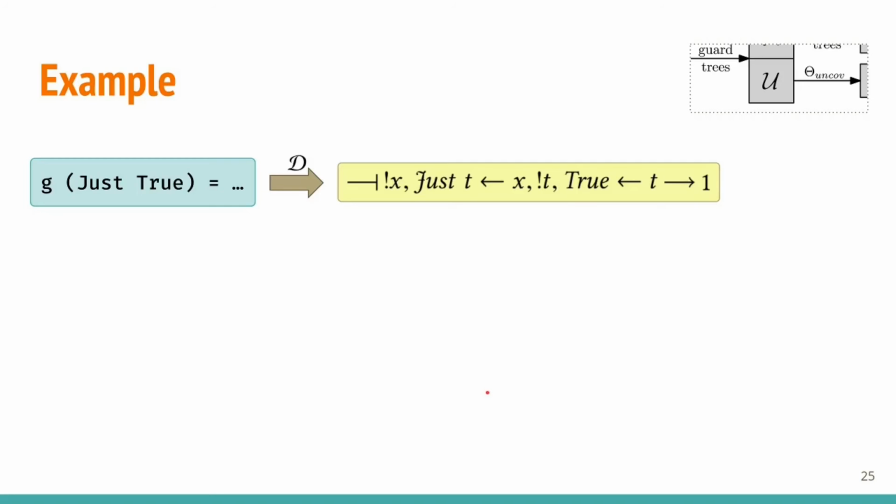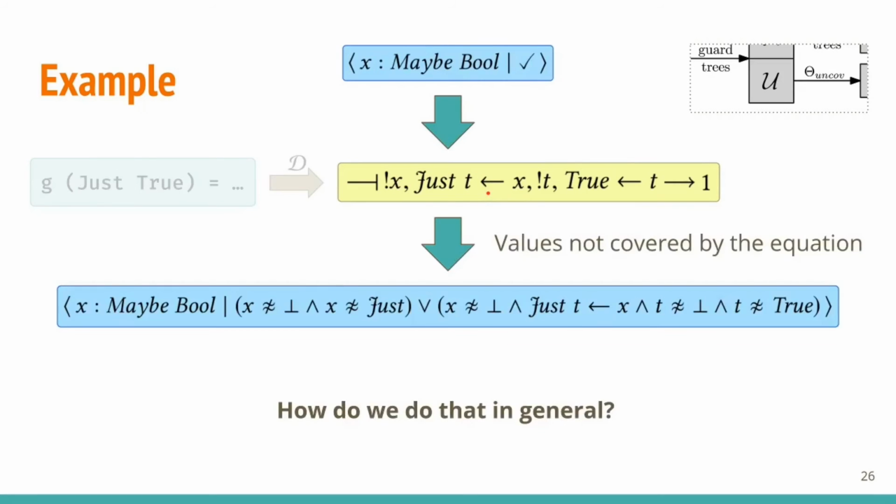For some reasonably simple end-to-end example, consider this source program. It will desugar to this guard tree, which in turn we can compute the uncovered set for. Note that the resulting refinement type has a disjunction in its predicate, because we can fall through from this clause here in two different ways. First, the match on just could have failed, and even if the match on just succeeded, the match on true could have failed. Question now, how do we do this in general?